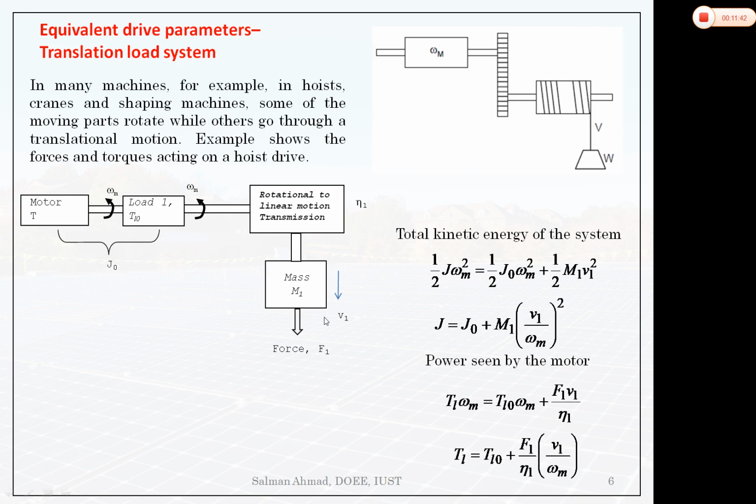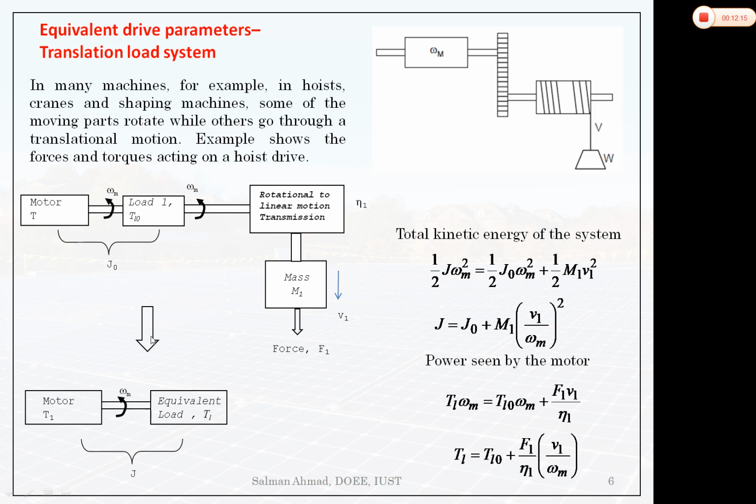In many machines, for example in a hoist as seen in this figure, cranes and shaping machines, some of the moving parts rotate while others go through a translational motion. So for example this weight is moving up or down with velocity V. The motor is always rotating, so we have some kind of pulley here to transform the rotational motion into linear motion. Again we are following the same principle.